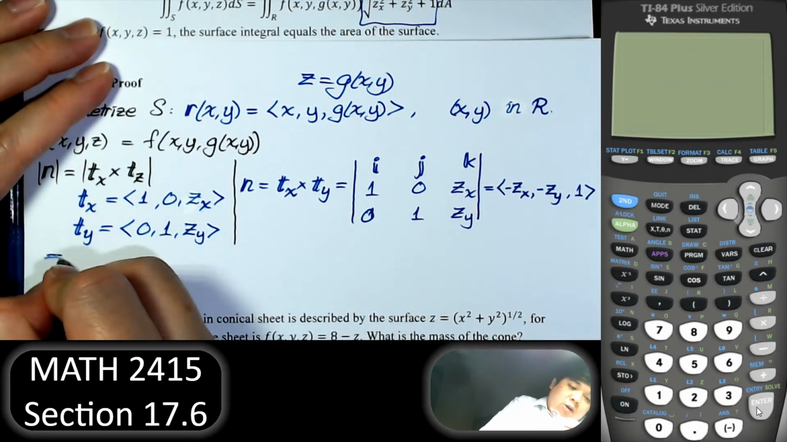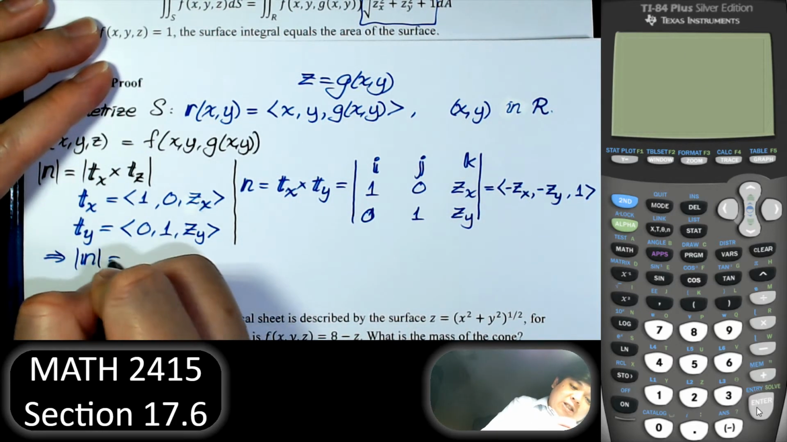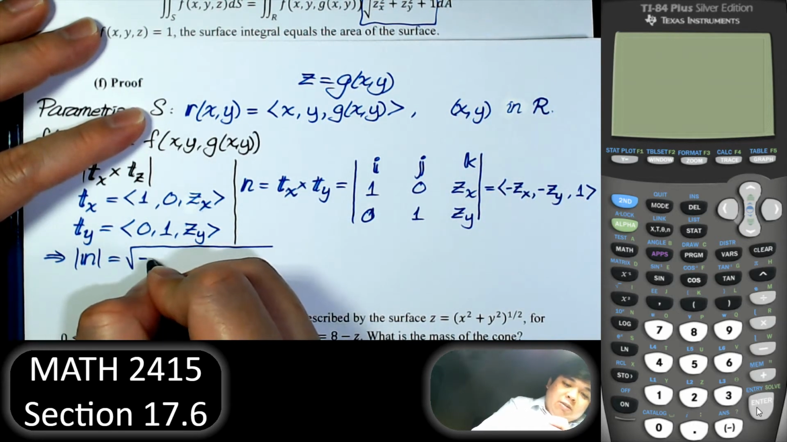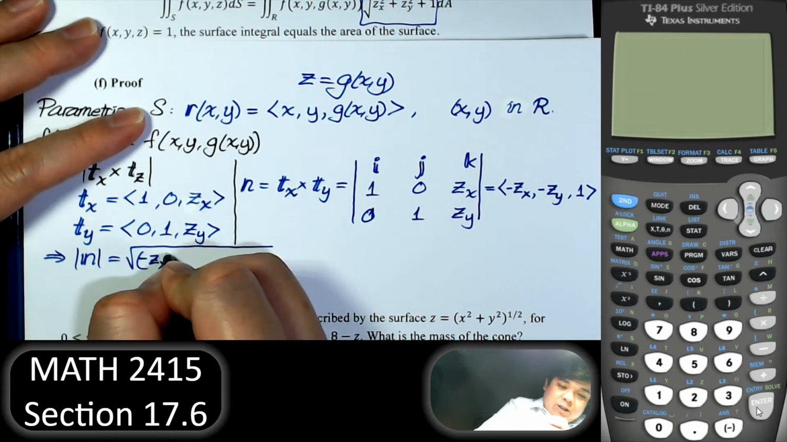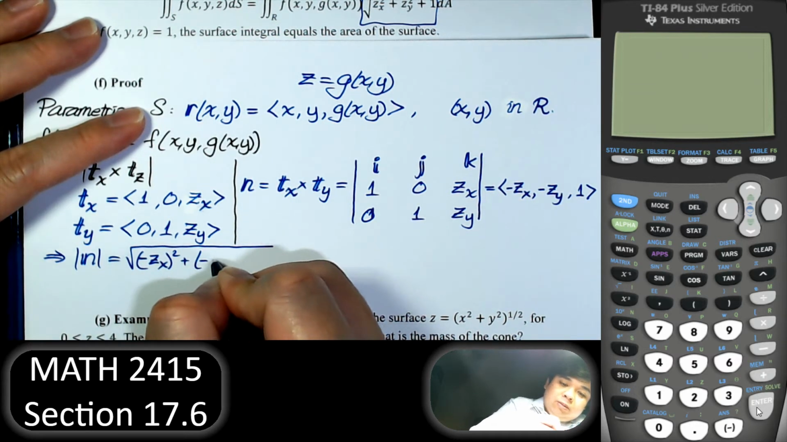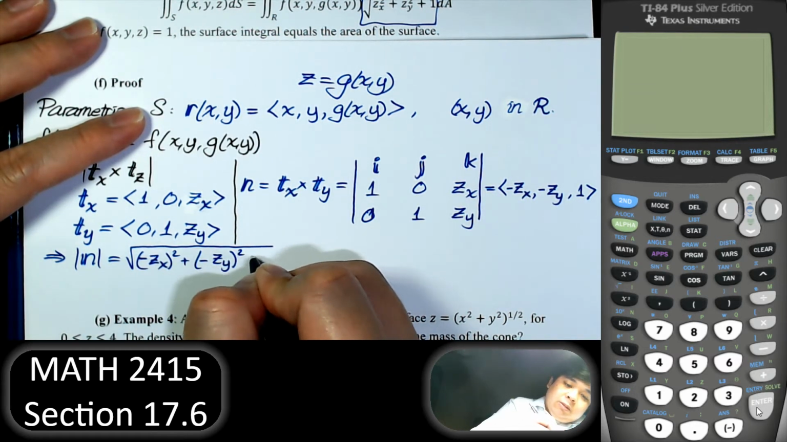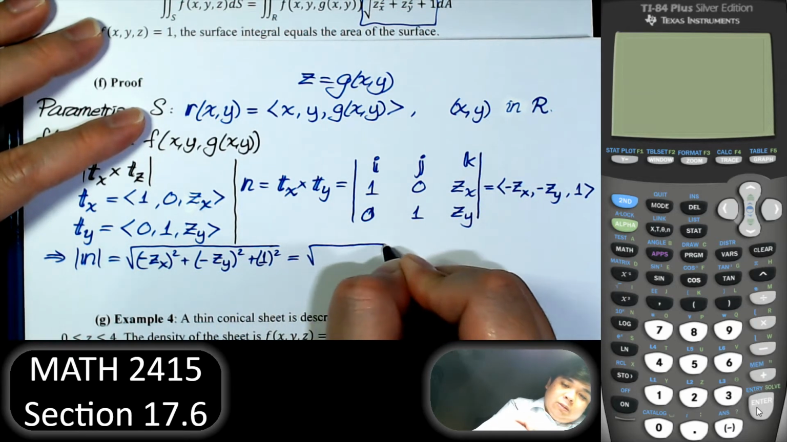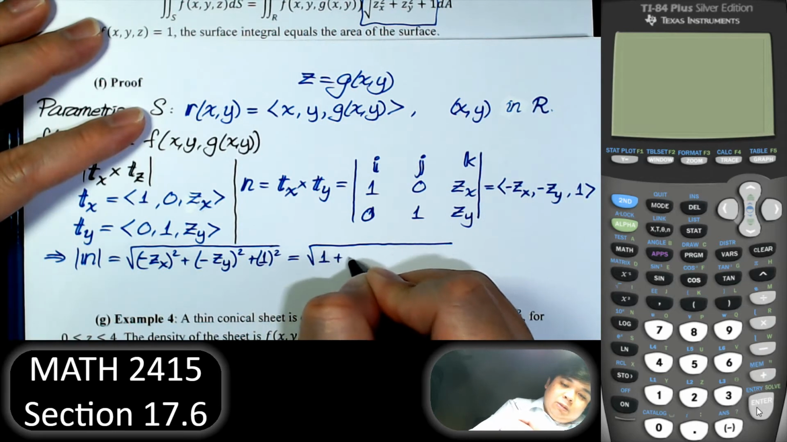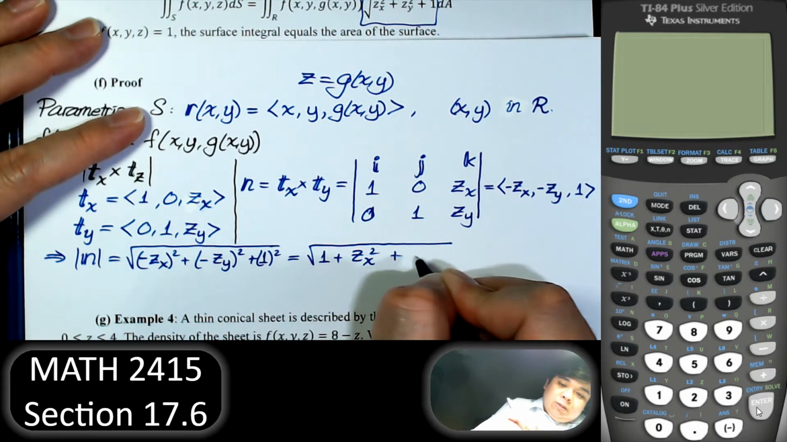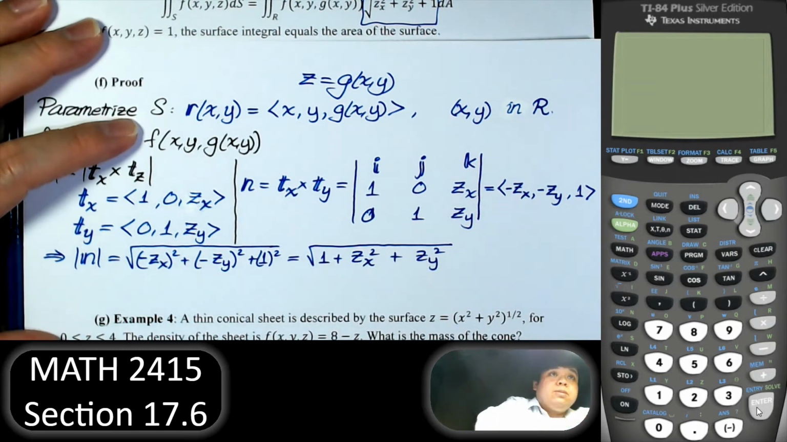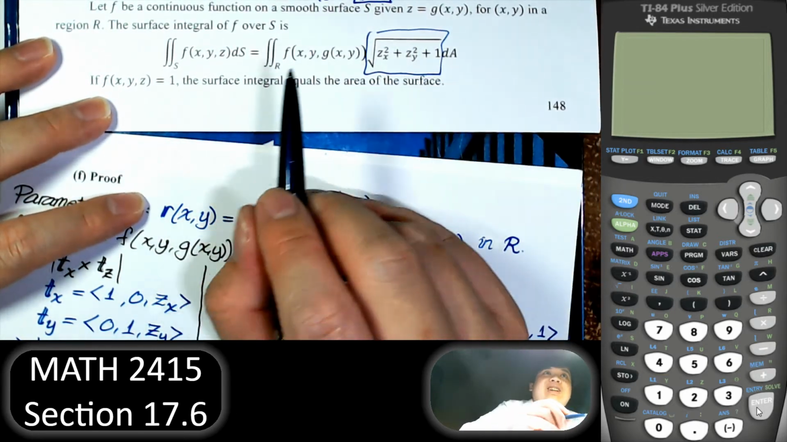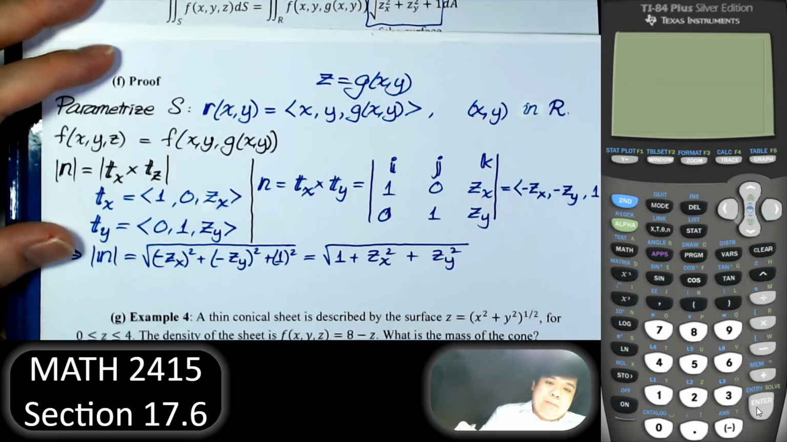So if we want the magnitude of the normal vector, it is just the square root of the sum of the squares of those components. So that's why this is just a normal vector. That makes sense.